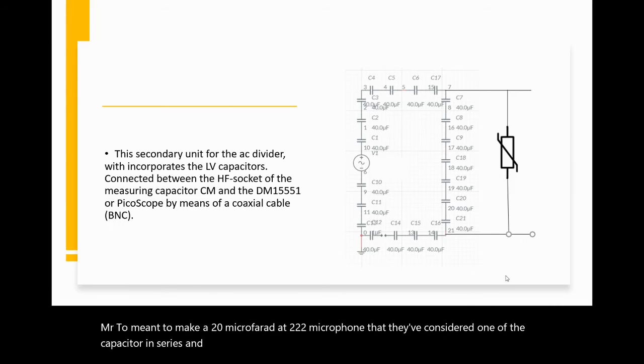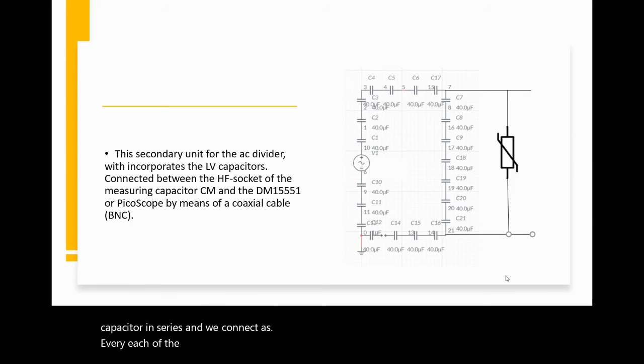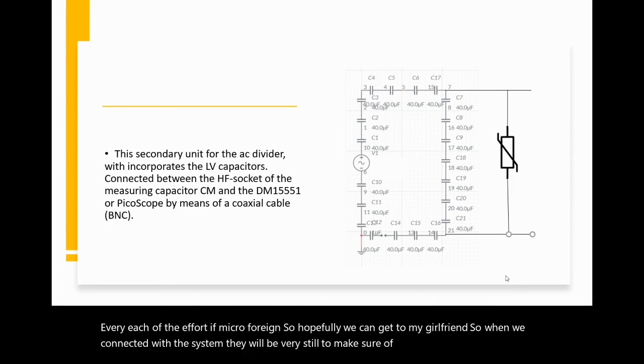as every each of them is 40 microfarad. So if we total that, we can get 2 microfarad. So when we connect it with the system, there will be a resistor to make sure of it, and then we can use the equipment.